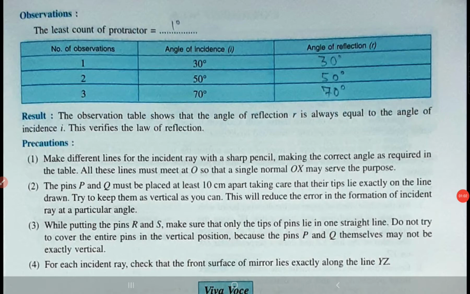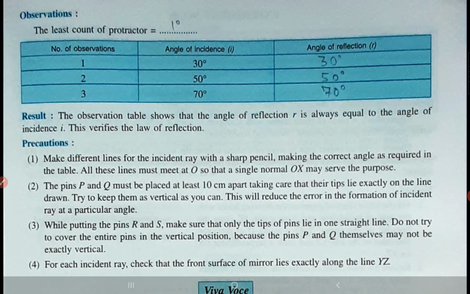Now coming to the observation table, here we have written that the least count of the protractor is 1 degree. We will come to know how. The table consists of 3 columns. The first column is the number of observations, there are 3 of them, and the 3 angles of incidence, written in the second column, are 30 degree, 50 degree and 70 degree, for which we need to do the experiment. The third column, which we need to fill after the experiment, is the angle of reflection, and they should be equal according to the laws of reflection of light.